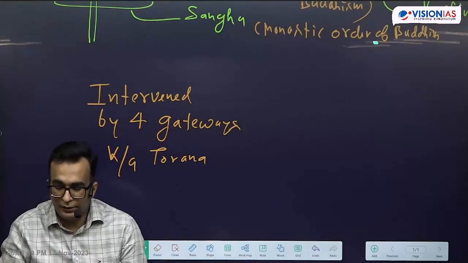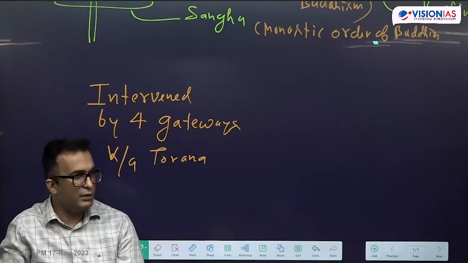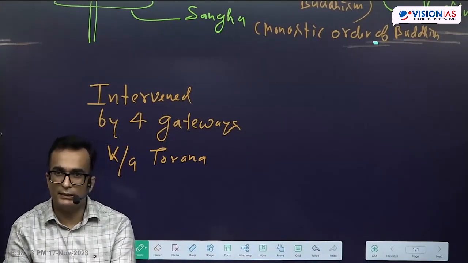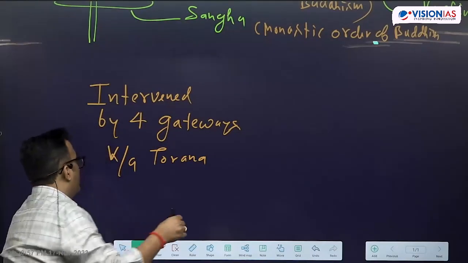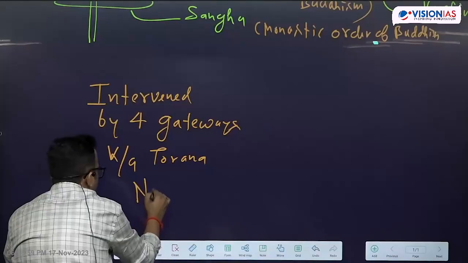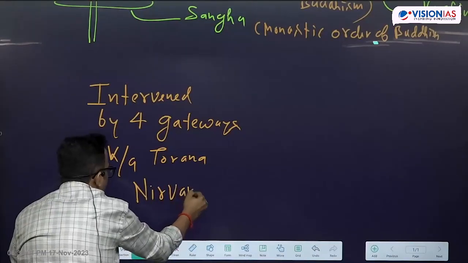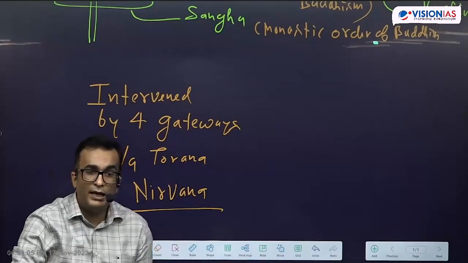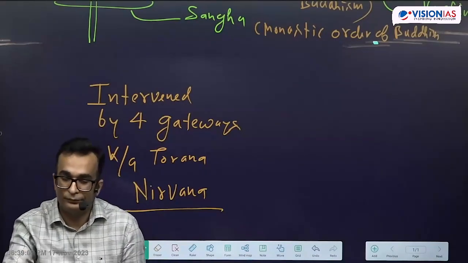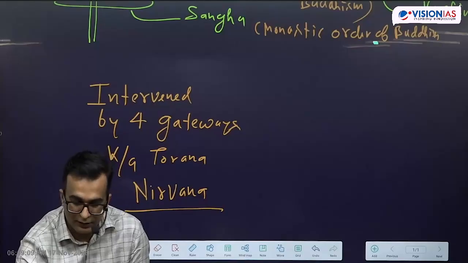Number 2. South Toran indicates his nirvana or enlightenment at Bodh Gaya.